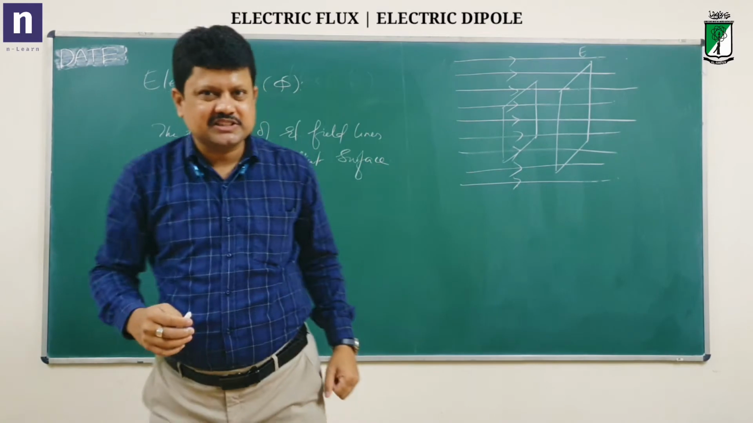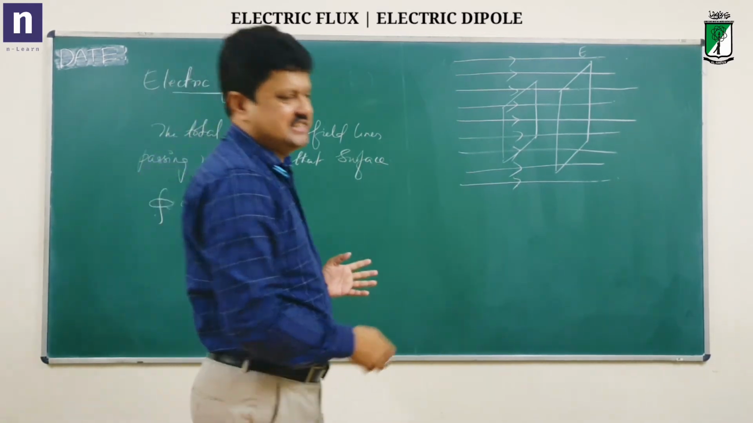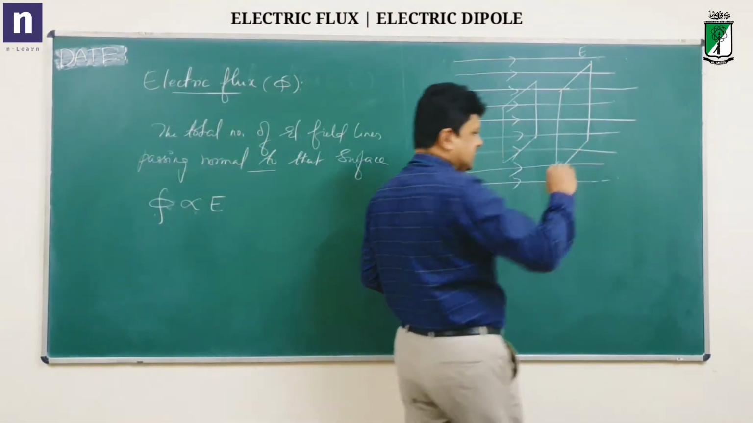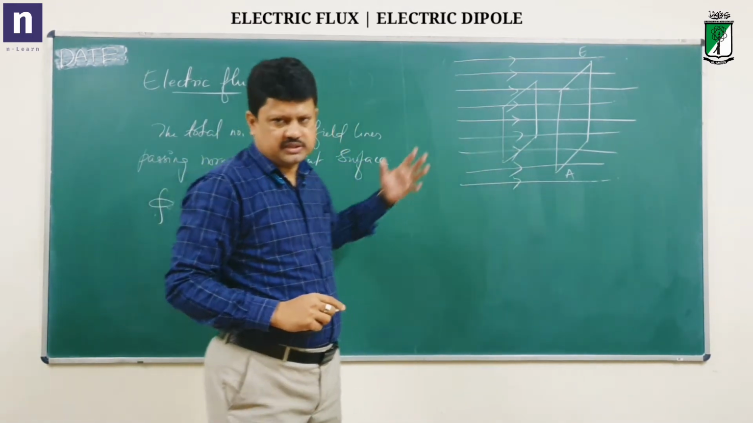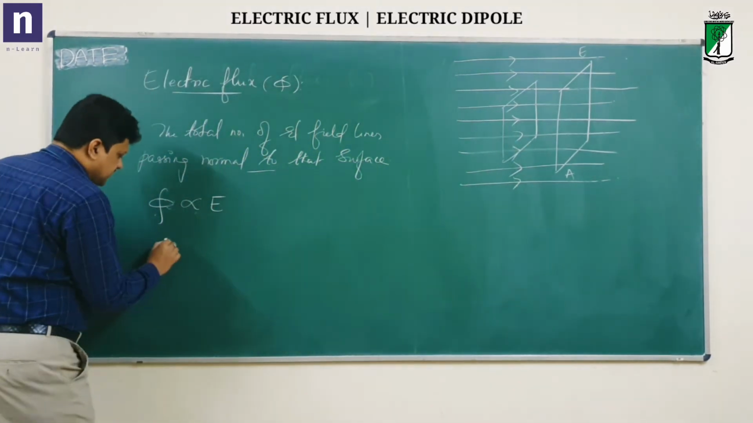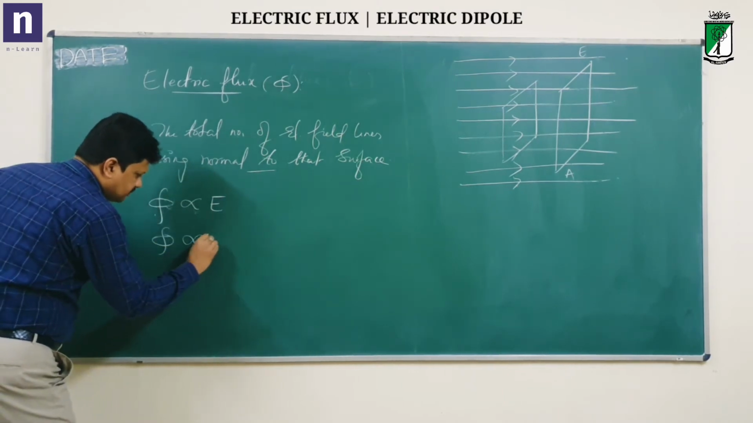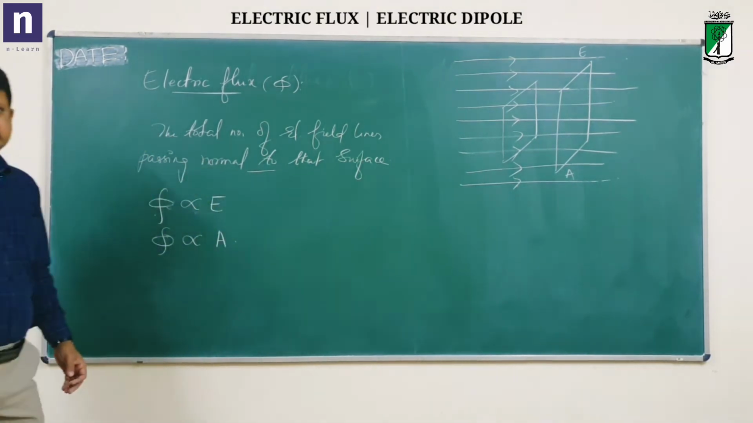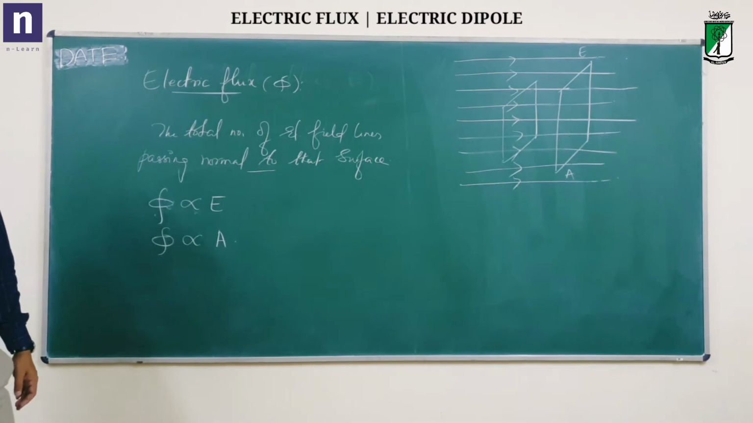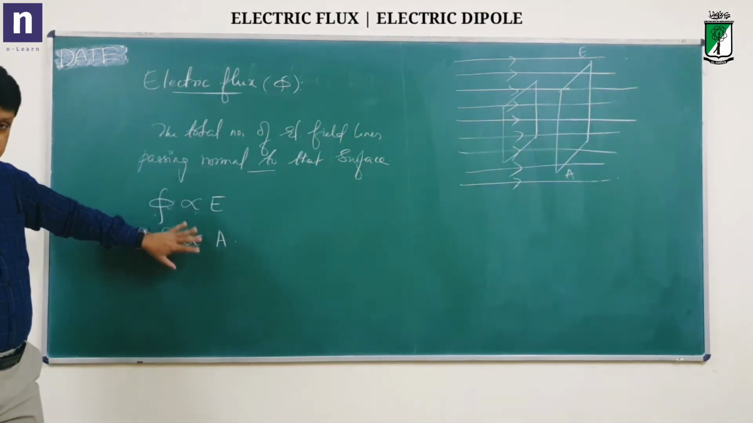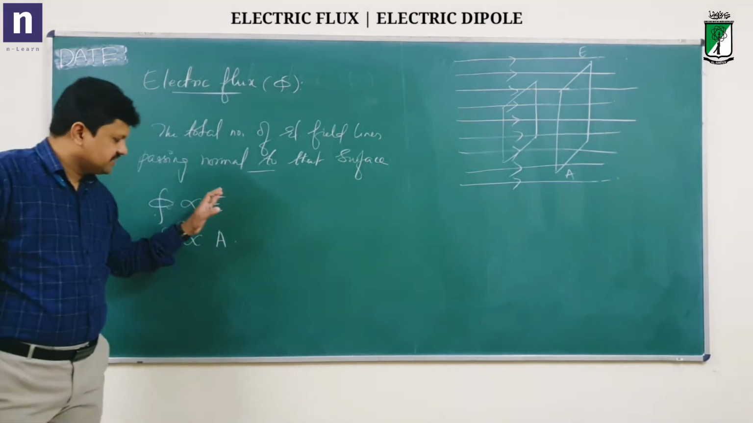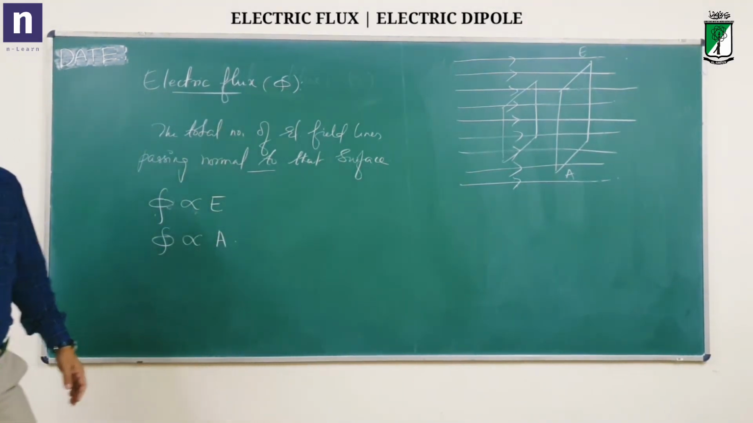Now what did you understand from this? If I take A as the area, the more the area, the more the flux through it. So the flux is directly proportional to area. In general, electric flux is directly proportional to both the electric field strength and the area of the surface.